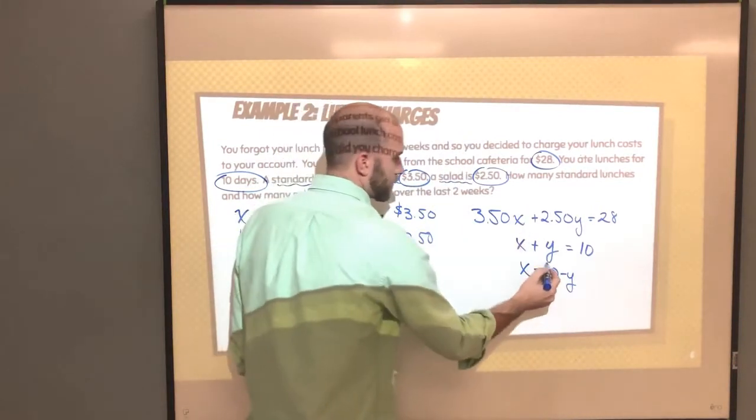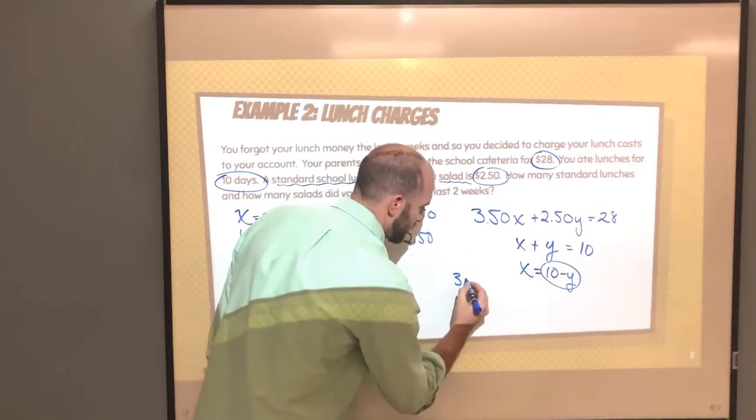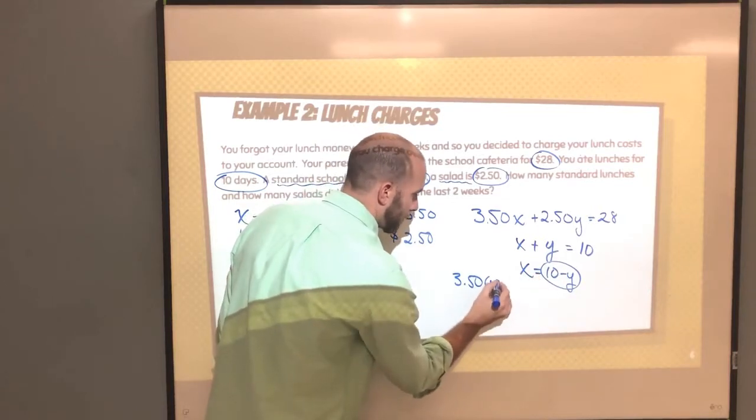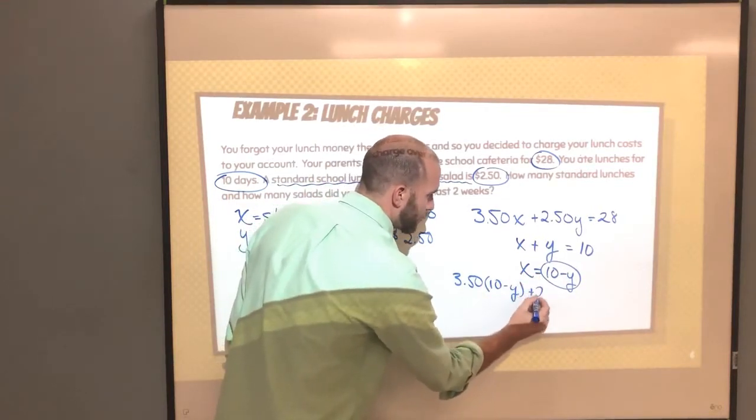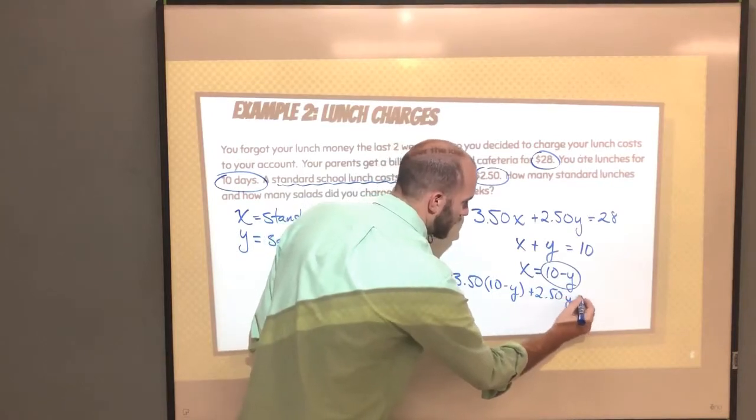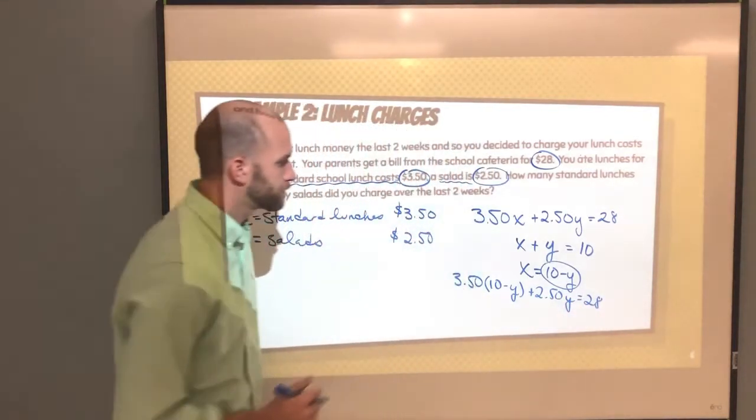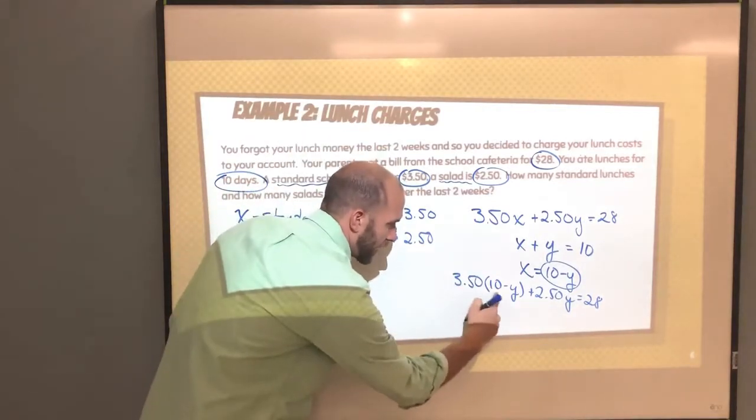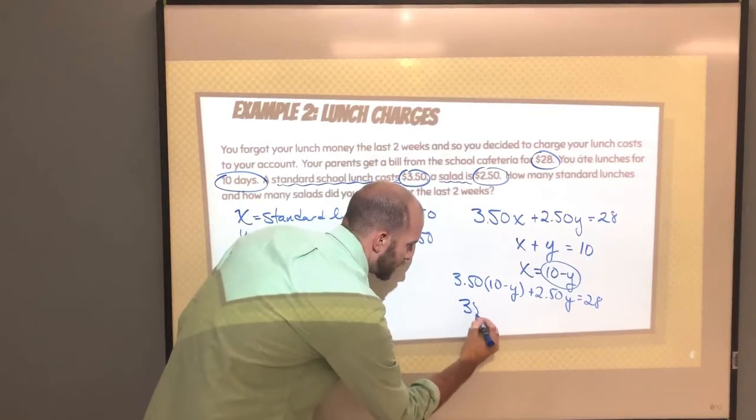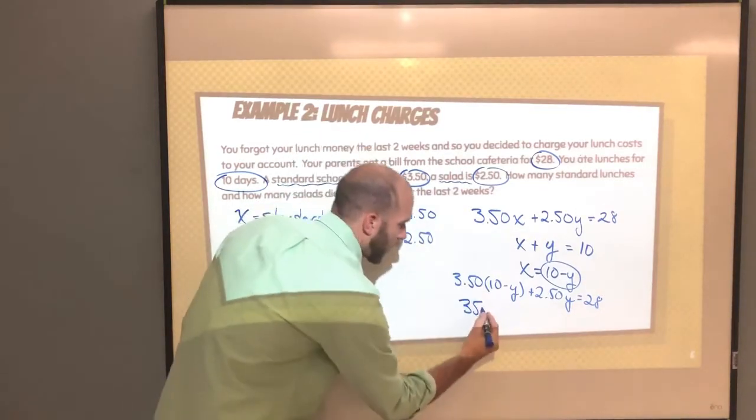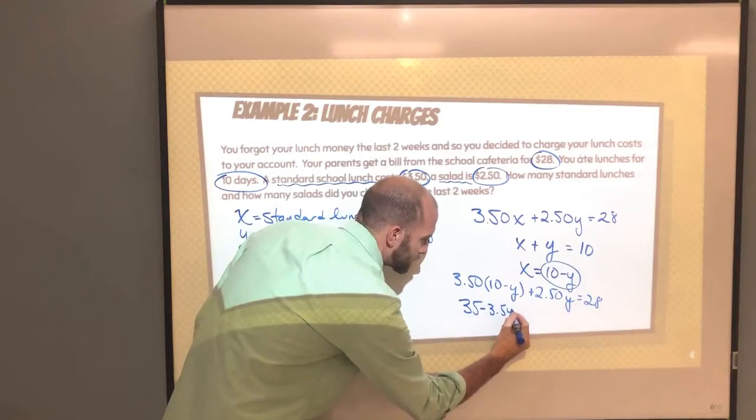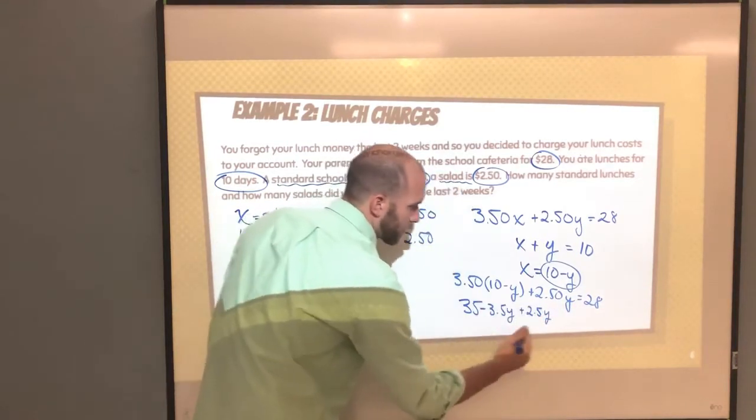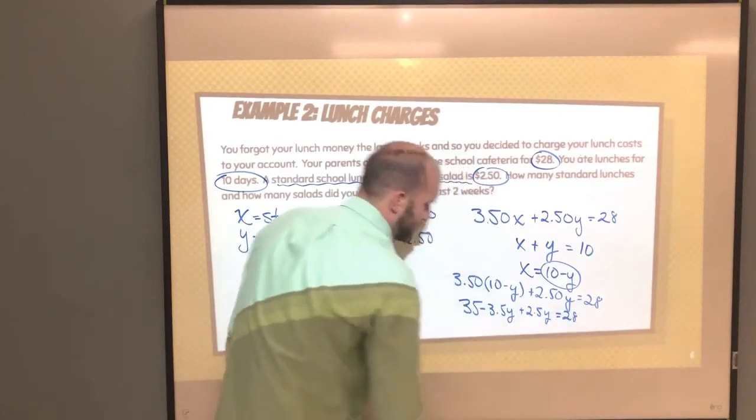So we'll substitute that up here, the 10 minus Y. So we get 3.50, and in parentheses, we're going to put this 10 minus Y, plus 2.50 Y equals 28. All right? Let's distribute this 3.50 inside here. So 3.50 times 10 would be $35. And 3.50 times negative Y would be minus 3.5 Y plus 2.5 Y. And I'm dropping the 0 to save a little space. And that's equal to 28.